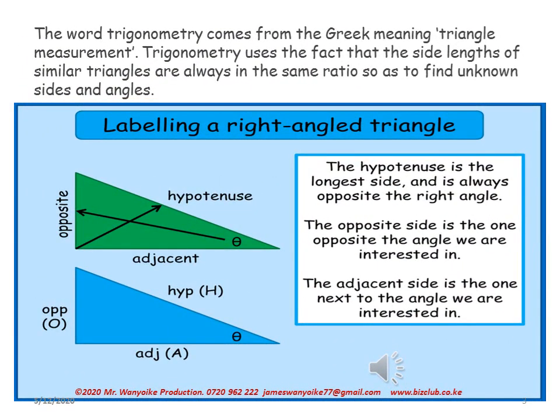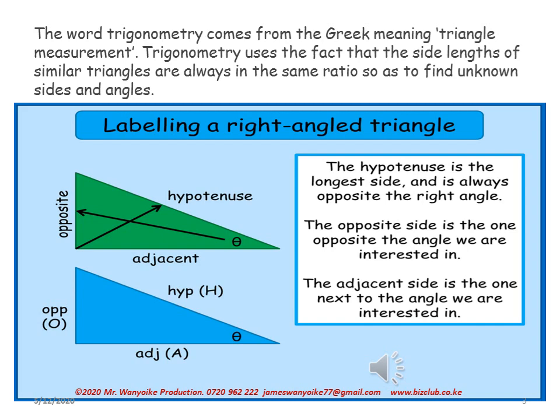The word trigonometry comes from the Greek word meaning triangle measurement. Trigonometry uses the fact that the side lengths of similar triangles are always in the same ratio, and this will help us to find unknown sides and angles. In the diagram below, we'll learn how to label a right-angled triangle. Now, the first triangle there, painted green, has the angle theta.